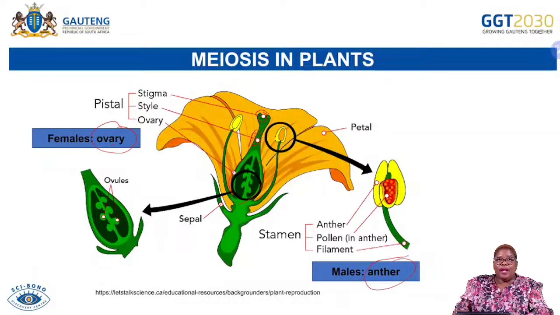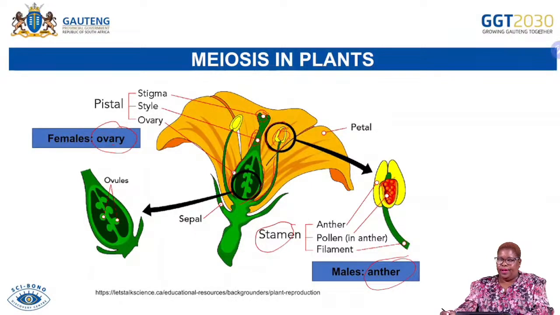Now, when we look at the male part, we've got the stamen, and with the stamen, we are looking at the anther, this structure here, and the filament. Inside the anther, we have the pollen. You can see this is the pollen. Now, in conclusion, meiosis takes place in plants and animals: in the ovaries and testes of females and males respectively, and in plants, in the ovary and also in the anther.